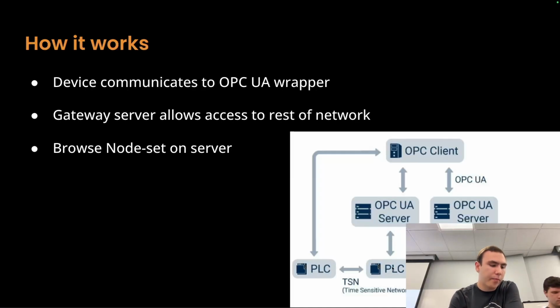You've got your PLC. It's communicating with an OPC UA server. Say this one's not built in. This one's built in, but it's shown separately. Then you also have the gateway server, which allows access to the rest of the network. So this guy is the gateway server. This is the OPC UA server.